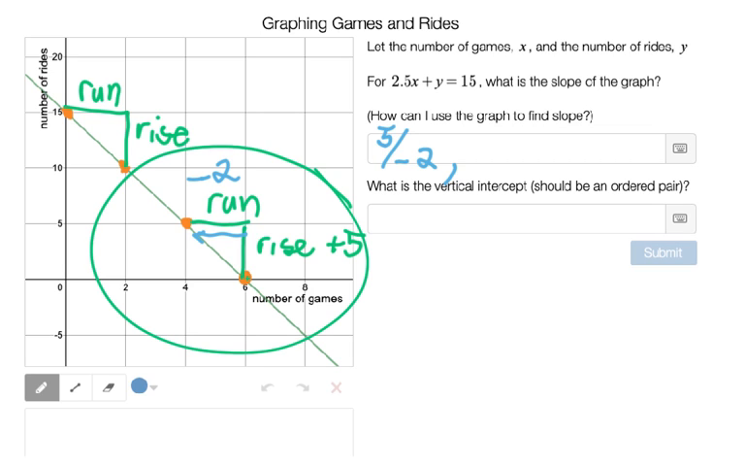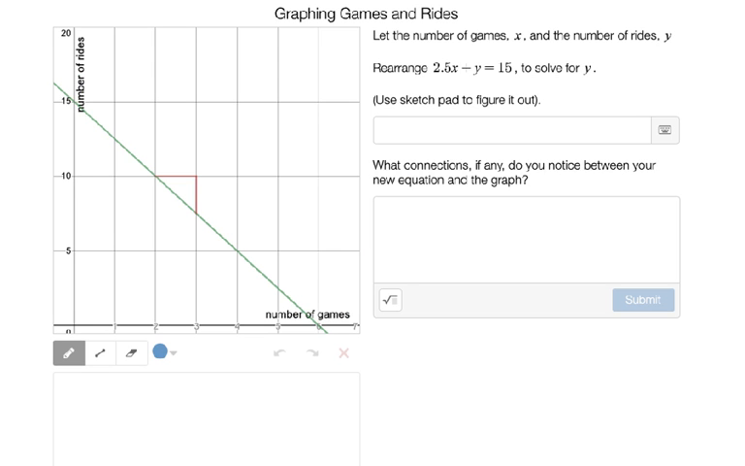All right, so now what is the vertical intercept? Vertical means right here. Where does my y line cross? It crosses at 0, comma 15. And remember, it's an ordered pair. So I found the slope from reading the graph. All right, so now let's look at this one.